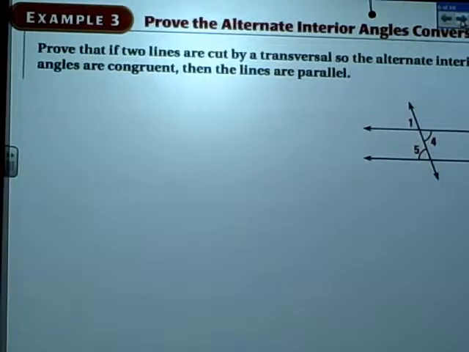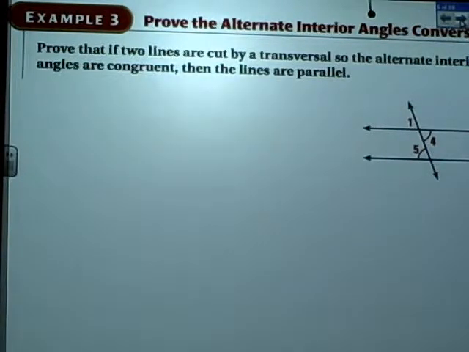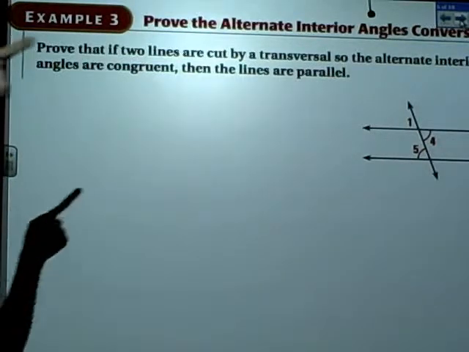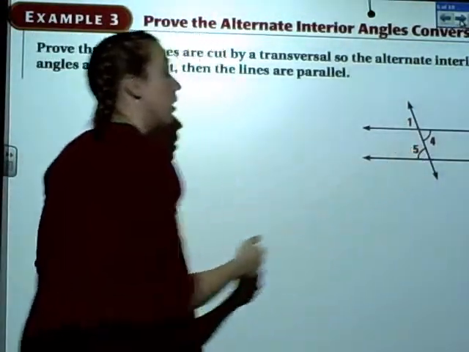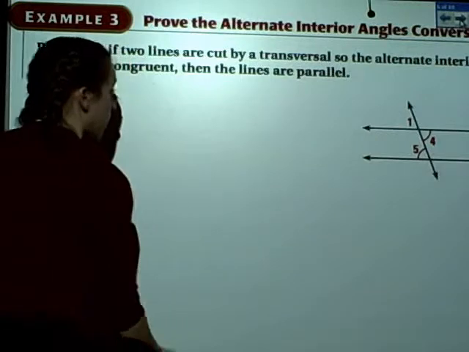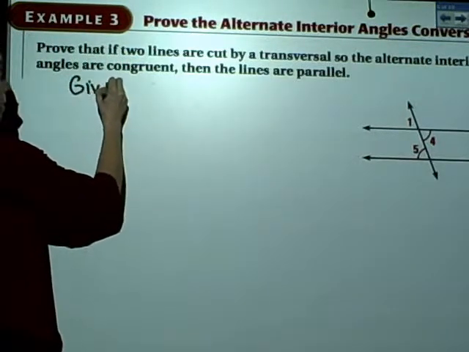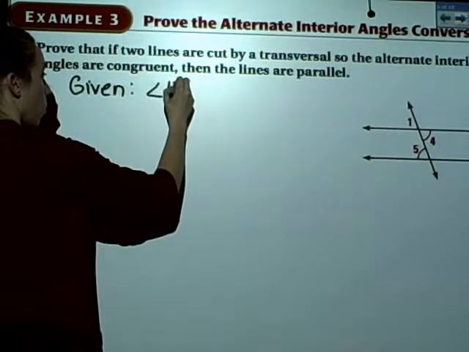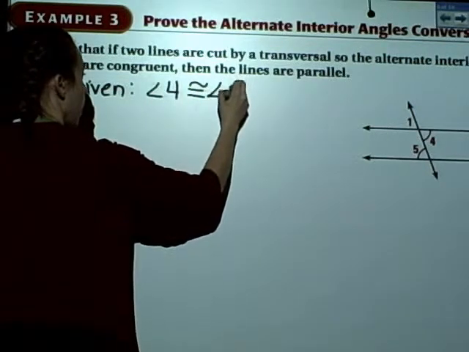Now we are actually going to get into an example. We want to prove that if two lines are cut by a transversal and the alternate interior angles are congruent, the lines are parallel. You'll notice we are given a diagram here, but we're not given any prove or given statement. So let's think about what we're given. The diagram shows angles 4 and 5 have the same arc, telling me that they're congruent. So that's our given: angle 4 is congruent to angle 5.